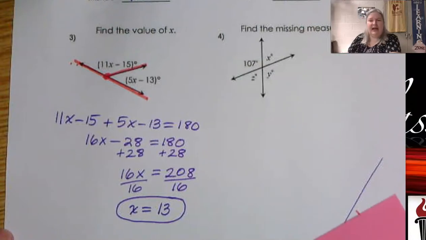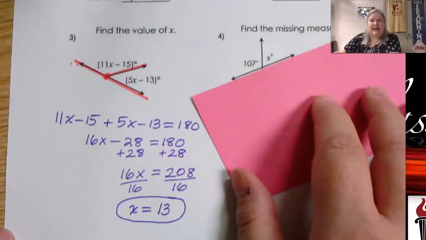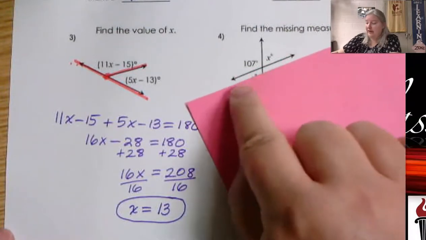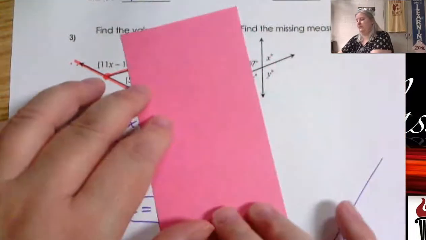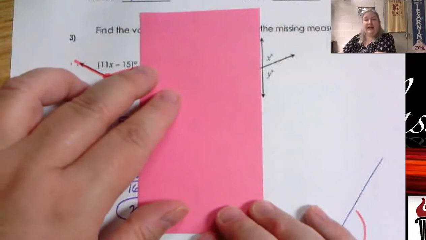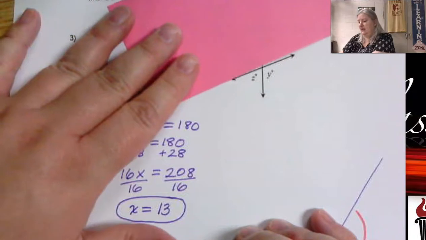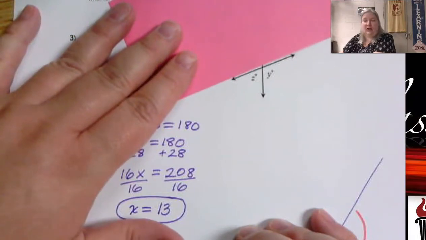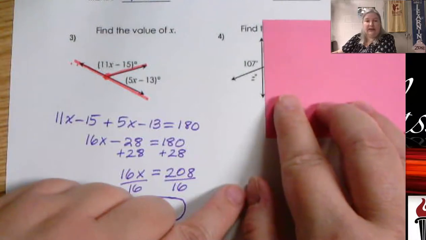So let me just point out, sometimes I feel like students find it easier to take the edge of a piece of paper and cover up everything except a straight line. If there are two angles on one side of that line, that's a linear pair. So I could say that 107 plus x equals 180. I could say that x plus y equals 180. I could say that y plus z equals 180. All of these are linear pairs. And I could say that z plus 107 equals 180.